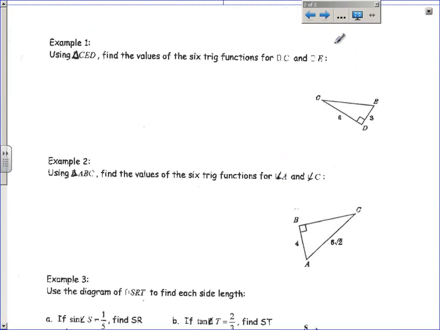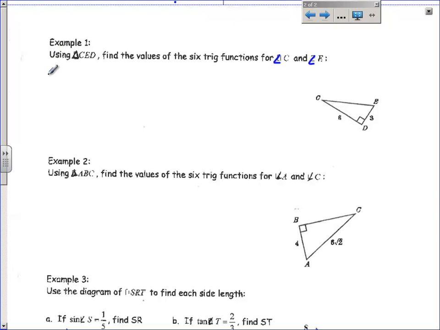So let's go work some problems. Okay, using triangle CED, find the values of the 6 trig functions for, by the way, this is supposed to be angle C and angle E. There was just a formatting issue, and that's why it's got the little parallelogram there. That's supposed to be angle C and angle E.